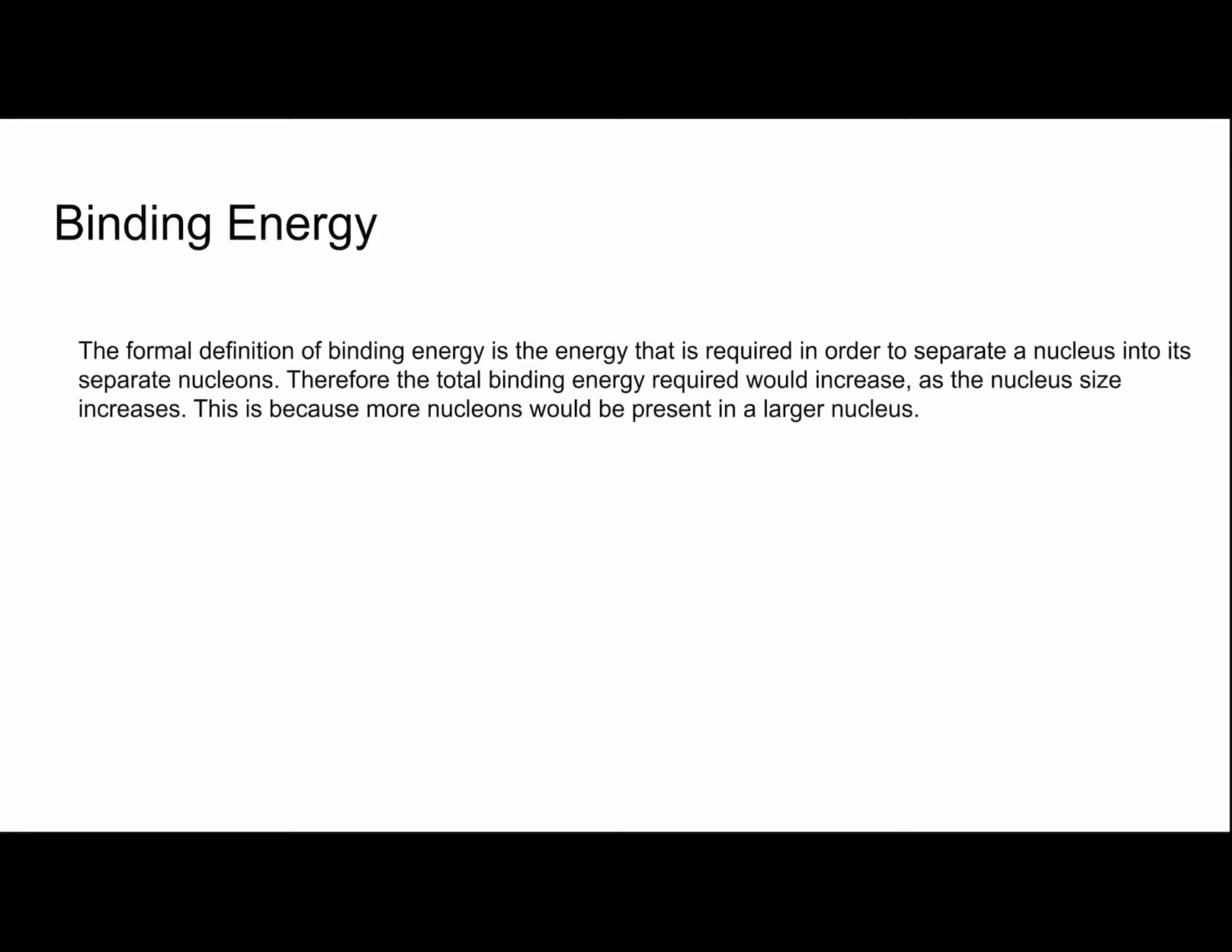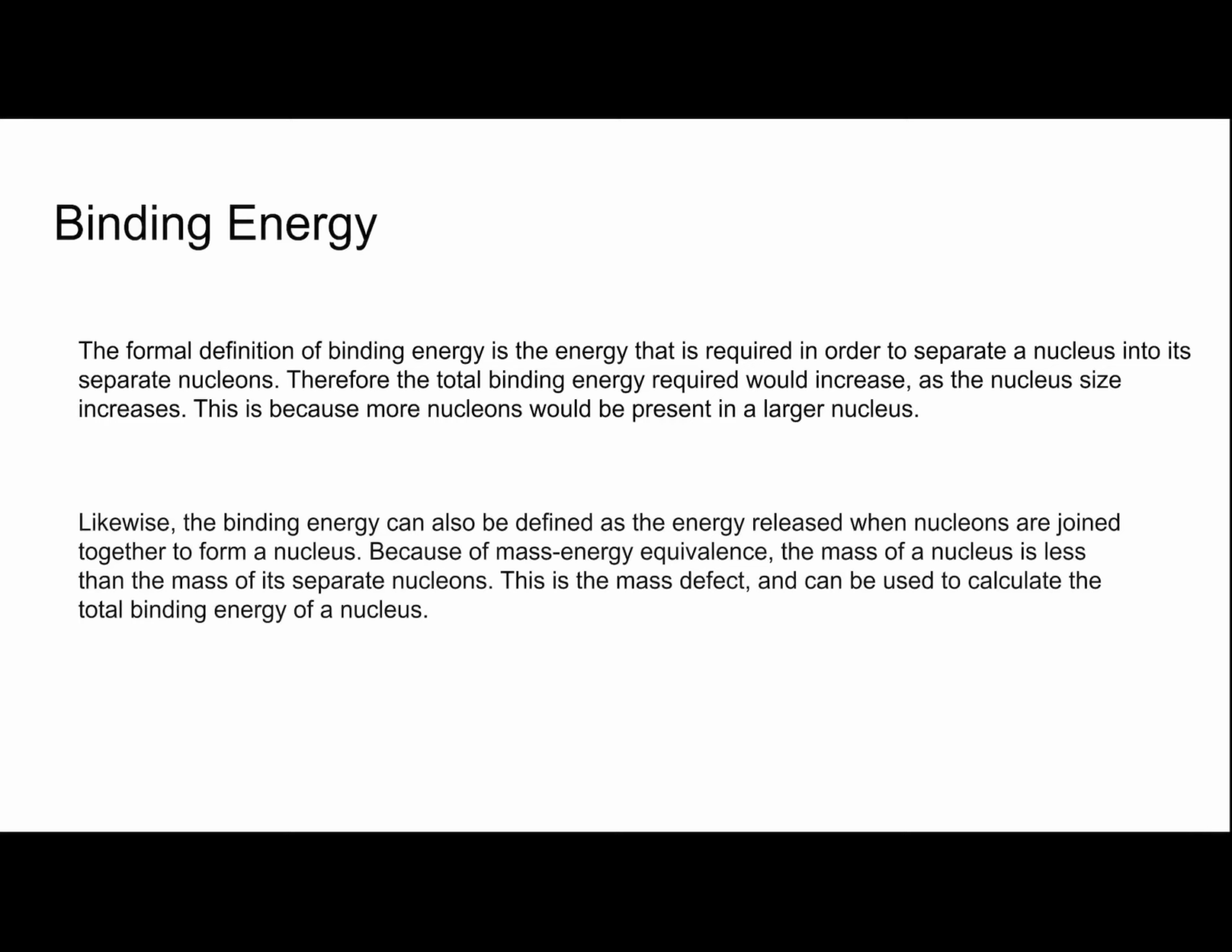Therefore, the total binding energy would increase as the nucleus size increases. This is because there are going to be more and more protons and neutrons, and therefore it will require more work, more binding energy, in order to split these protons and neutrons into their individual protons and neutrons.